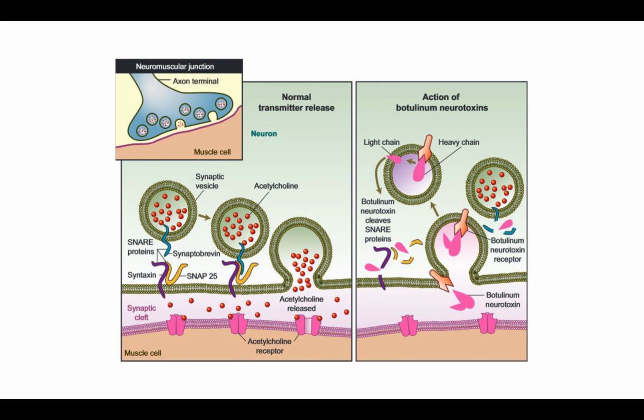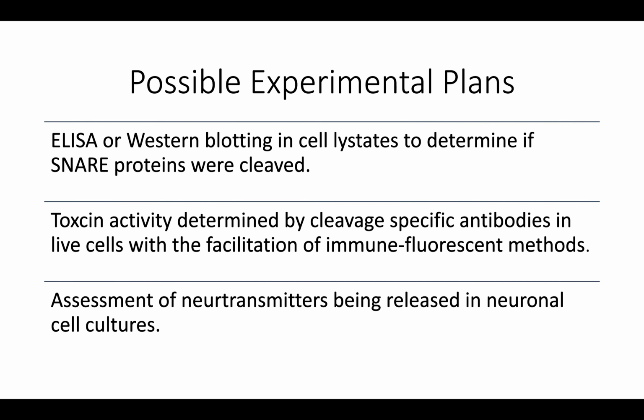And so how do you prove that? Well, these are the three proposed plans that I was debating as a possible experimental plan. One, you have ELISA or Western blotting in cell lysate to determine if SNARE proteins were cleaved. Two, toxin activity determined by cleavage-specific antibodies in live cells with the facilitation of immunofluorescent methods. And three, you have assessment of neurotransmitters being released in neuronal cell cultures.